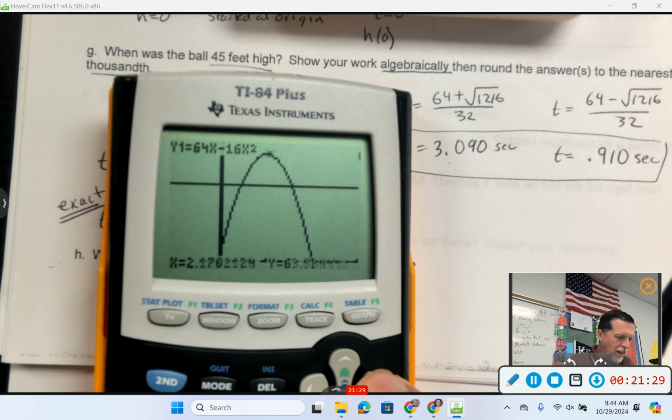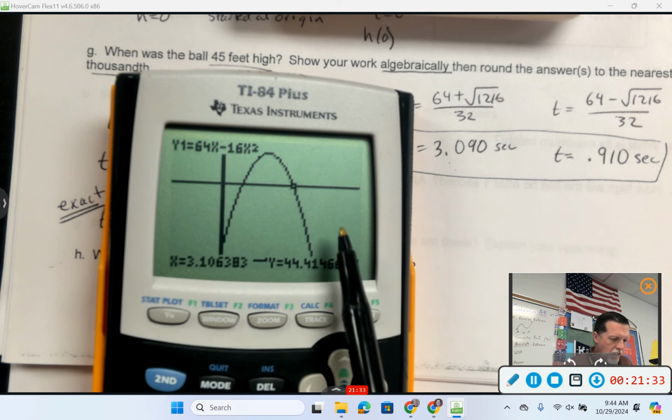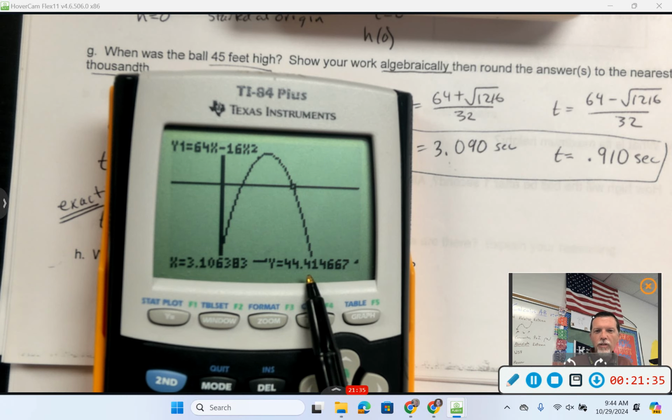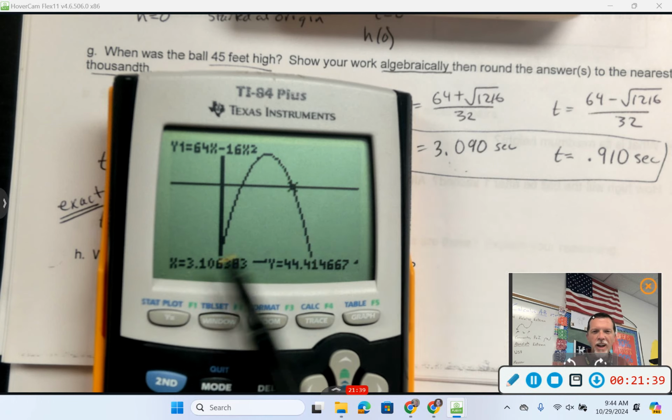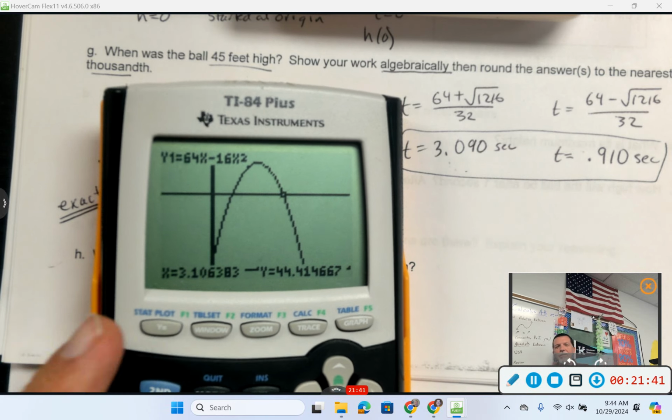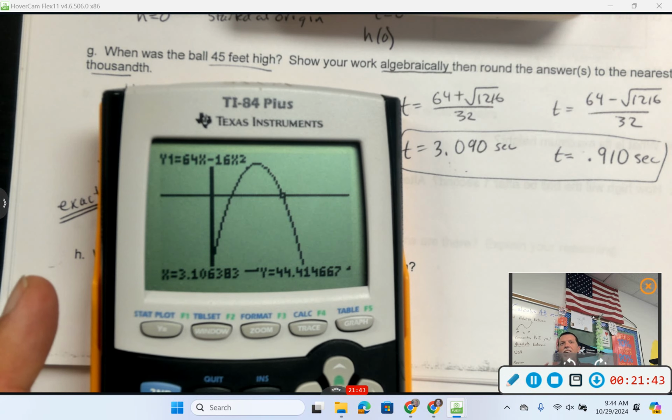In the neighborhood check. Come on the other side and do that same kind of thing. The closest I can get is 44.4. That's at 3.1 as opposed to 3.09. So I feel like my answers are right based on this. But you can do even better.